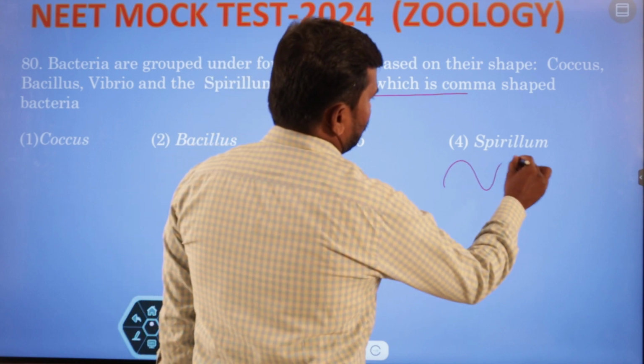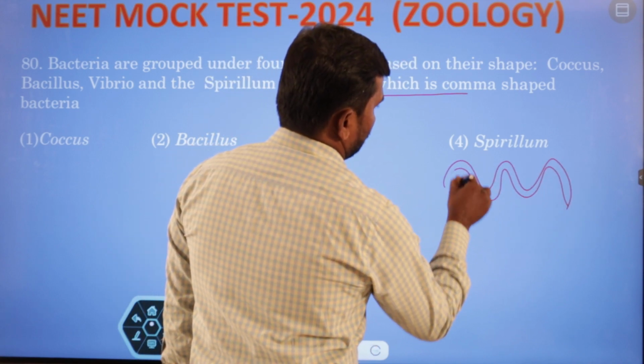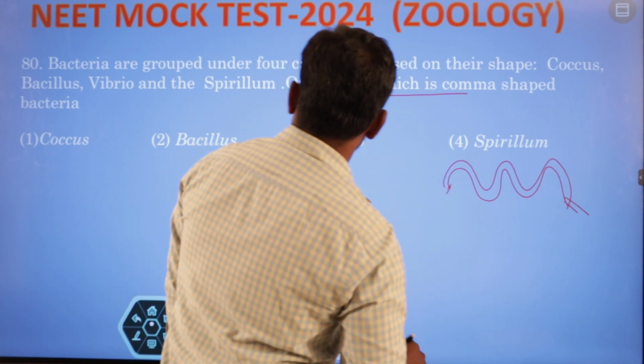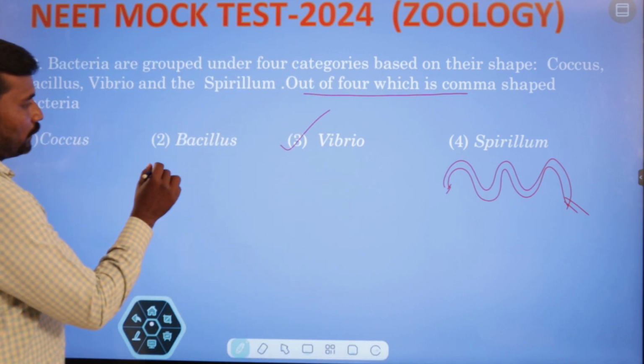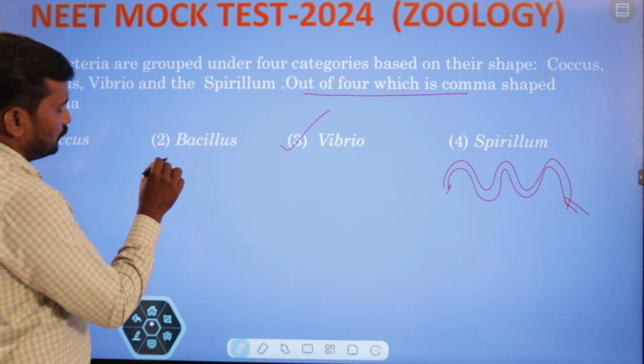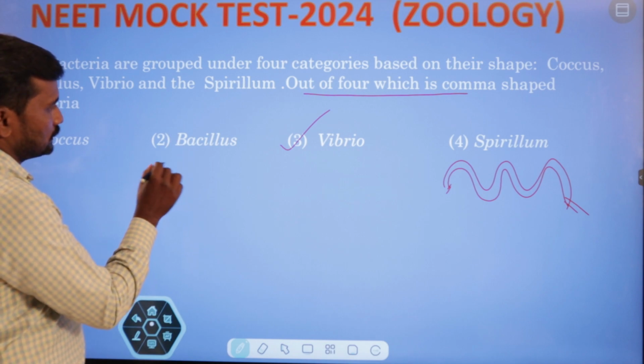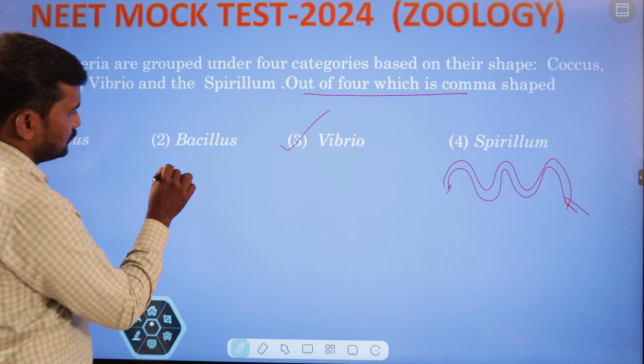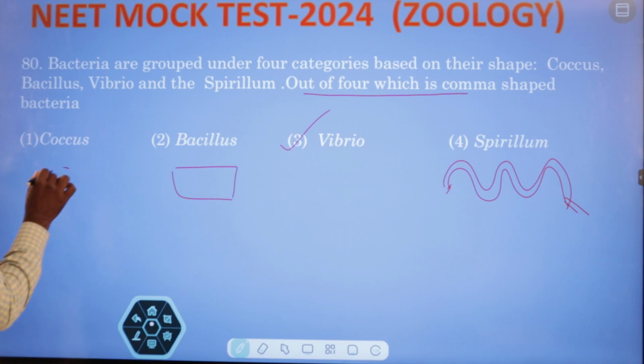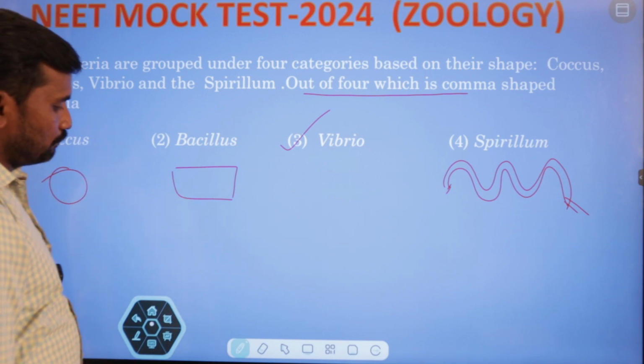Spirillum is spiral in shape and may have flagella or not. Bacillus forms include diplobacillus and streptobacillus; coccus forms include streptococcus and diplococcus. The coccus is the spherical shape. So the correct answer is Vibrio.